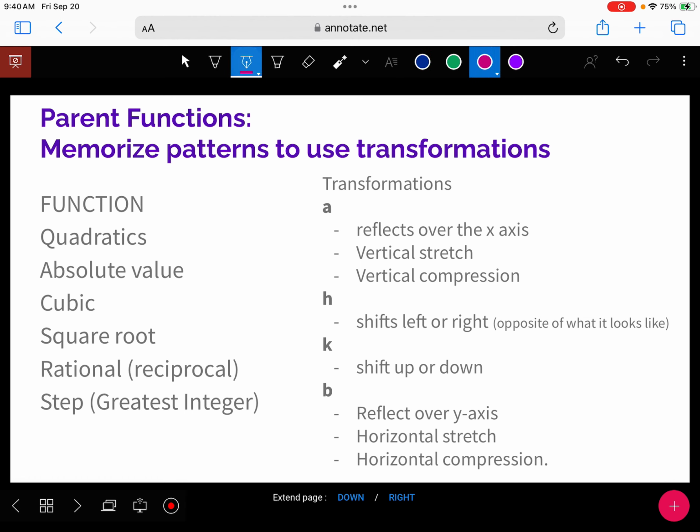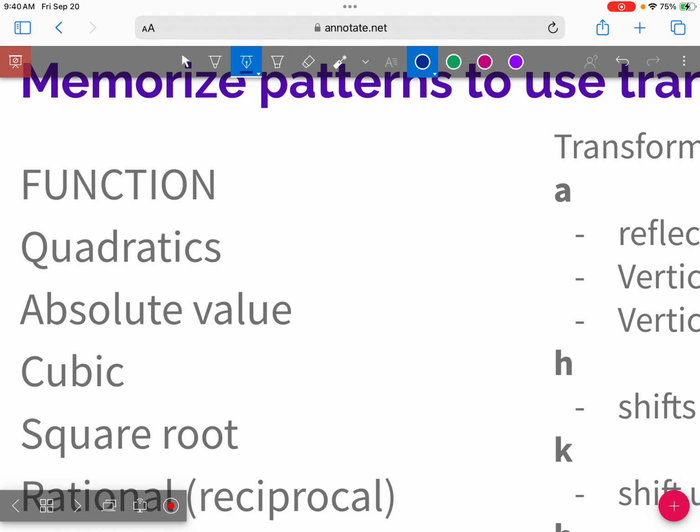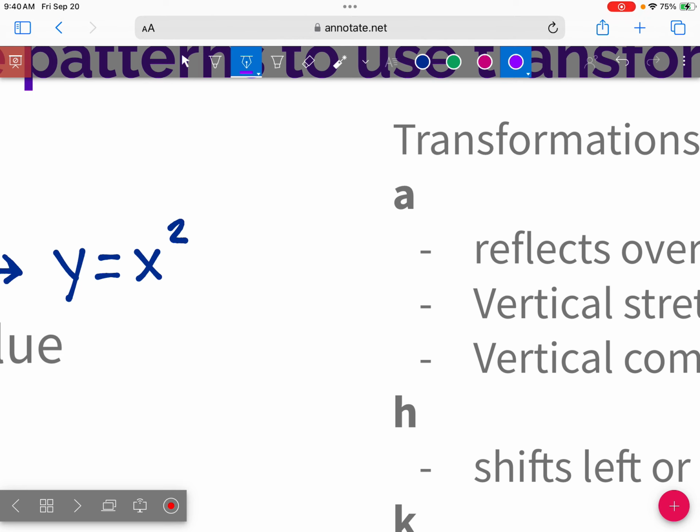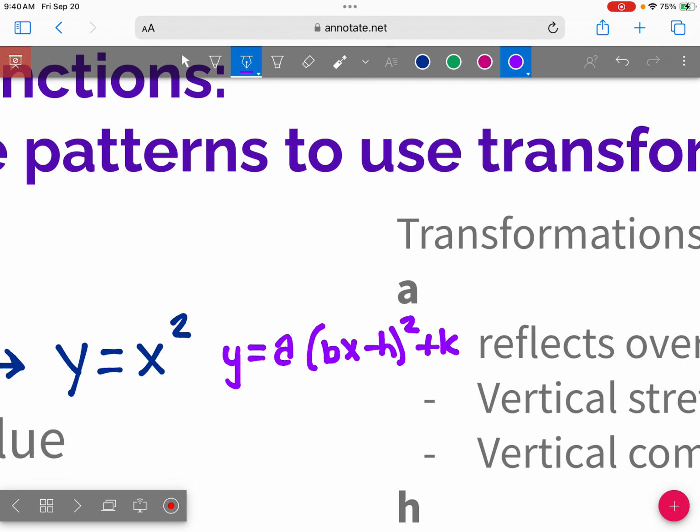So what is the parent function of quadratics? What is the basicest of basic quadratic equation? I was going to say the parent function is just y equals x squared. The transformation form, if you want that, that's what you were headed for there, Justin. That was our y equals a times b times x minus h, squared, plus k. That would be our transformation form.